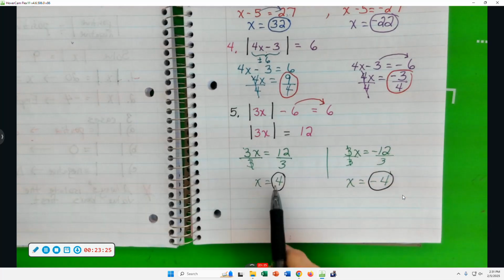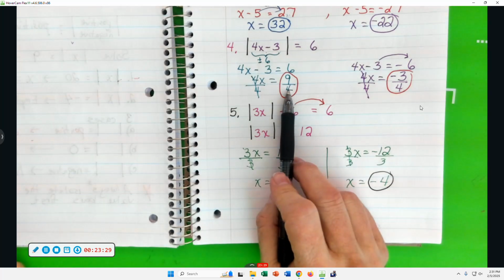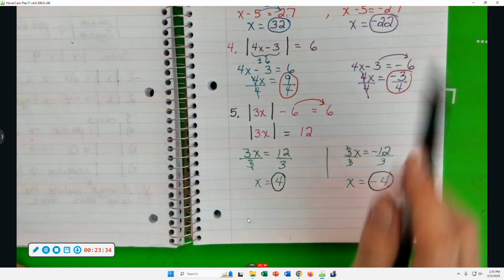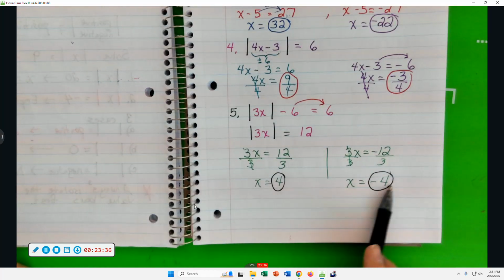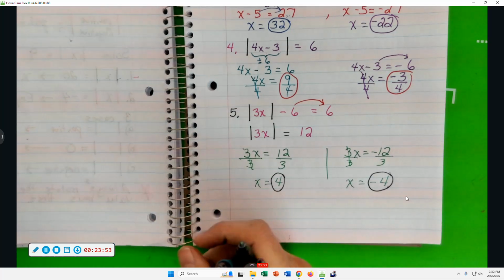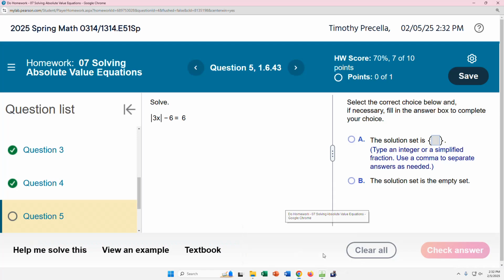So don't always expect the same number in your answer, like the number 4. Earlier we had 9 over 4 and negative 3 over 4, and positive 32, negative 22. If you have addition or subtraction inside the absolute value bars, you're definitely not going to have the same number just with opposite signs. Here there was no plus or minus inside the absolute value bars, so you wind up with the same number, just opposite signs. But that doesn't always happen, as we've seen.